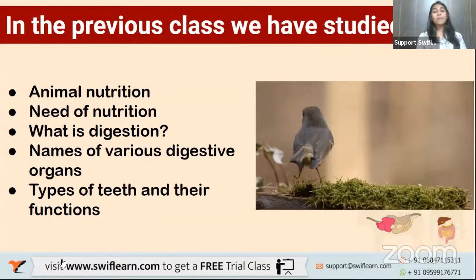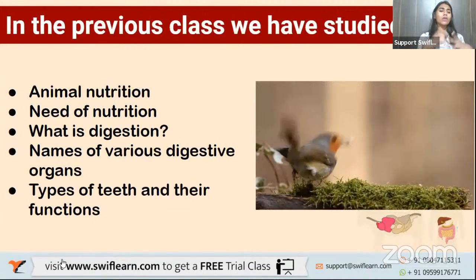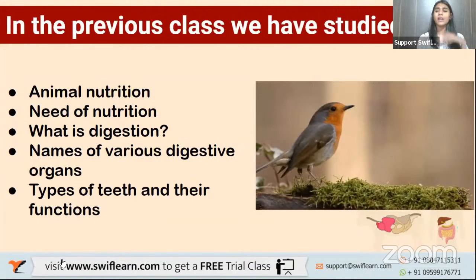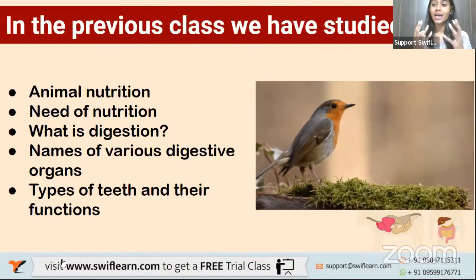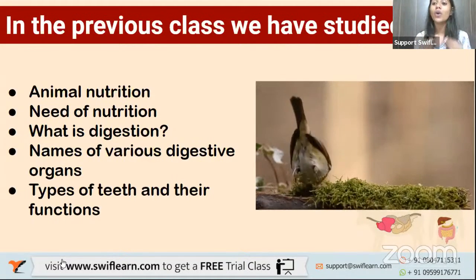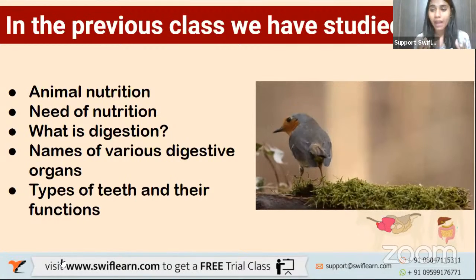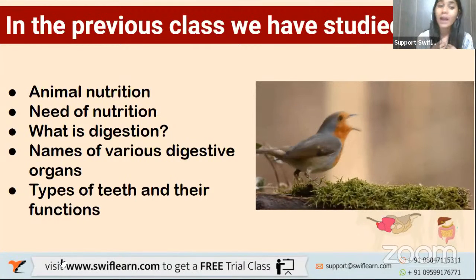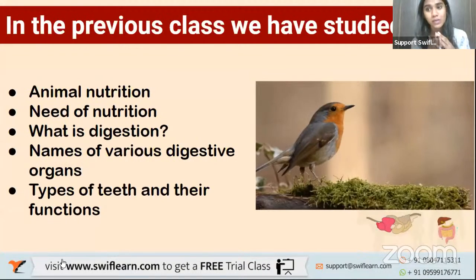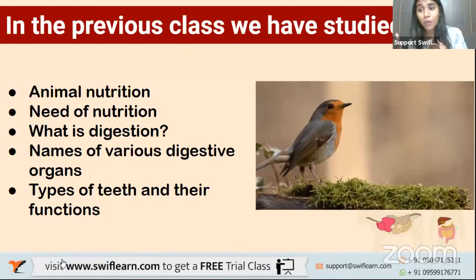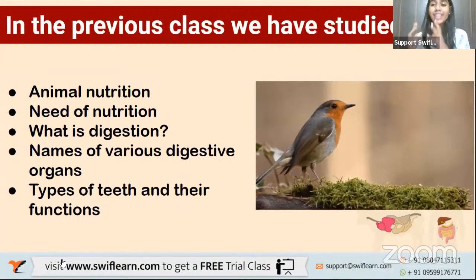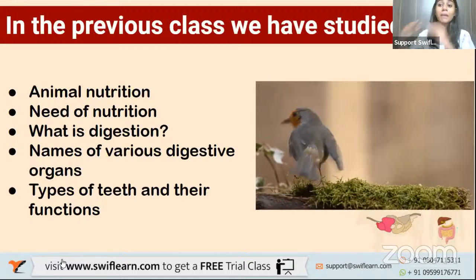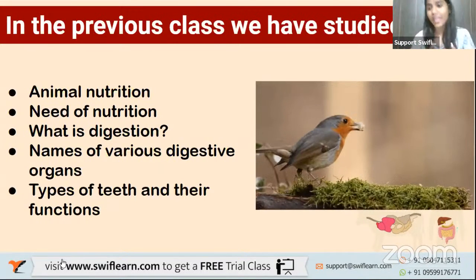Yeah, so in the previous class, we studied about animal nutrition, right? We studied about autotrophic and heterotrophic nutrition. Basically, autotrophic nutrition is when the organism synthesizes its own food, such as green plants. They synthesize their own food by a process called photosynthesis. And moving on to heterotrophic nutrition, which is another type of nutrition. In heterotrophic nutrition, the animals depend on other organisms for their food.